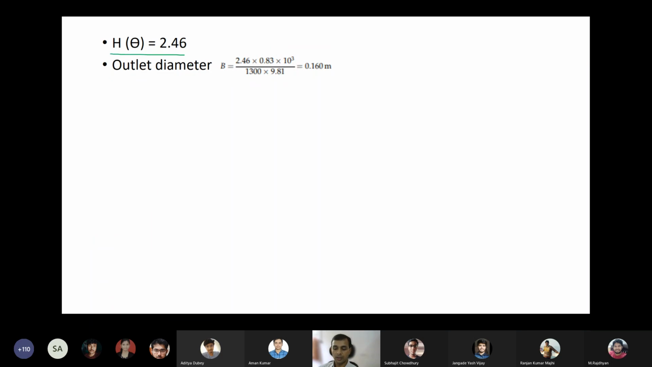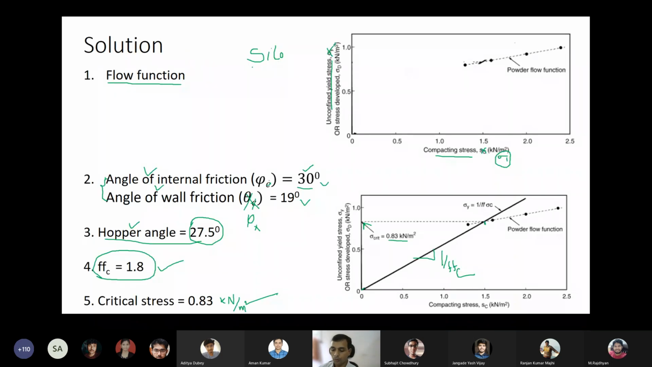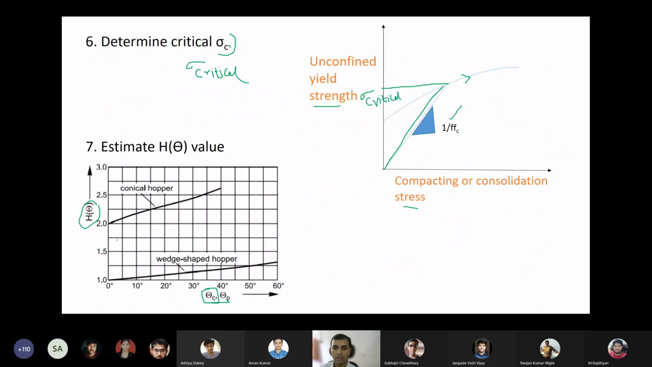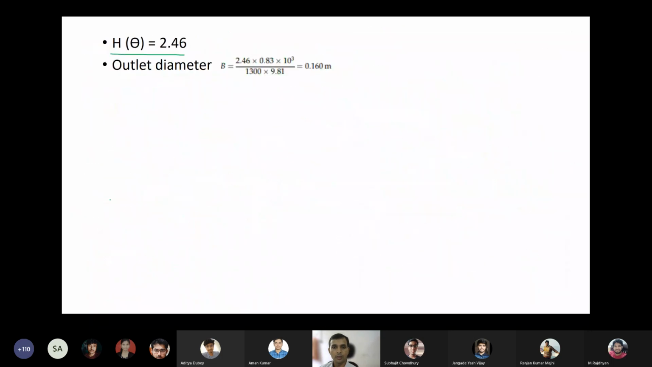And H of theta, from the conical Hopper angle. This is the H of theta. This is the conical Hopper angle, 27.5. Right? At 27.5 we get a number, and this is something around 2.4, I guess. 2.46. H of theta is 2.46.